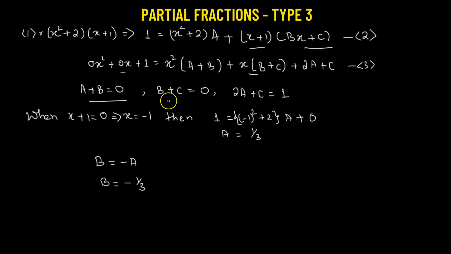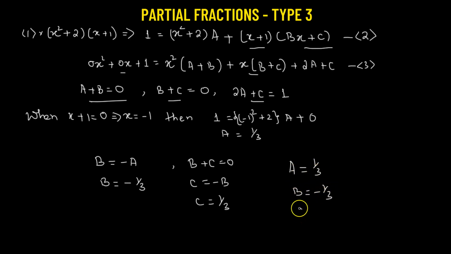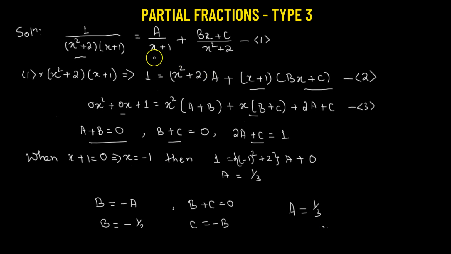We can also find the value of C using either this equation or this equation. So let's use the equation B plus C equals 0, that will be simpler. That means C must be equal to -B. And since B is -1/3, C will be simply +1/3. So now we have found the values: A is +1/3, B is -1/3, and C is +1/3. So we have obtained the values of A, B and C. All we have to do now is substitute the values of A, B and C in number 1.